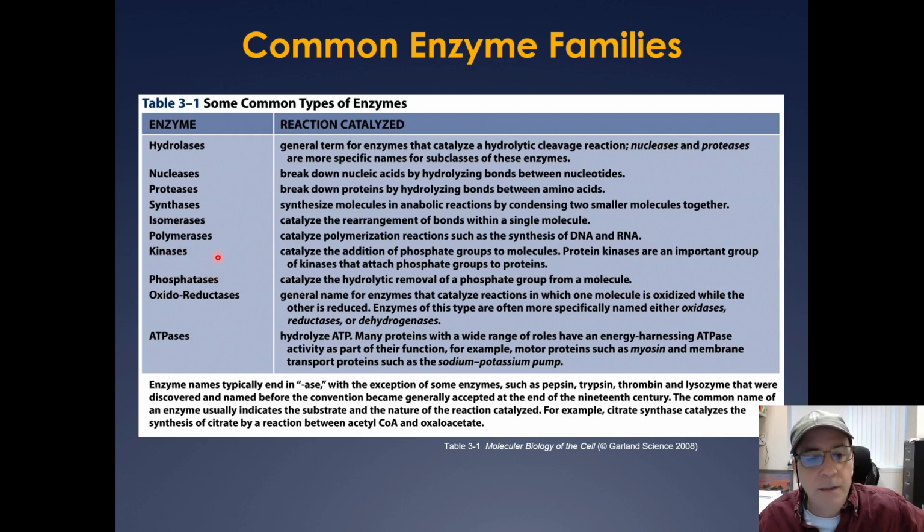There are kinases like Src, which we saw a little while ago in the first part of the lecture. These add a phosphate group to molecules, and protein kinases are really important in signaling. The opposite of the kinases are the phosphatases, which remove the phosphate group. We'll see some examples of those later on. Then there are oxidoreductases, involved in redox reactions: oxidases, reductases, dehydrogenases. And then the ATPases, which hydrolyze ATP. There's a whole bunch of different ATPases in the cell.